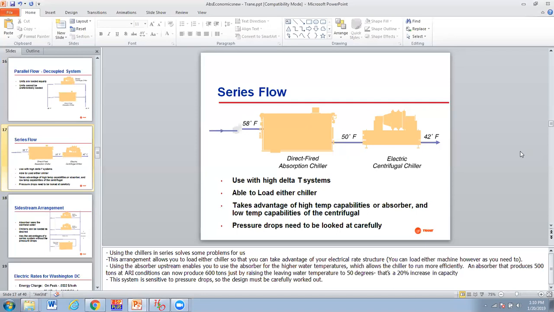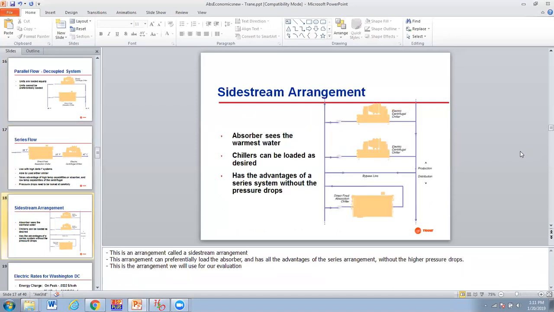One issue with this is that we're always pumping through both chillers, through both evaporators, and that's extra pressure loss on our pumps. So that's a requirement if you're going to pipe it into series flow. However, we have the side stream arrangement here, which is, I think, what's basically recommended. So this arrangement can preferentially load the absorber and has all the advantages of series arrangement without having to pump all of the water through all of the machines. So we don't have as much pressure drop to worry about. So this is what we're going to use for our evaluation.